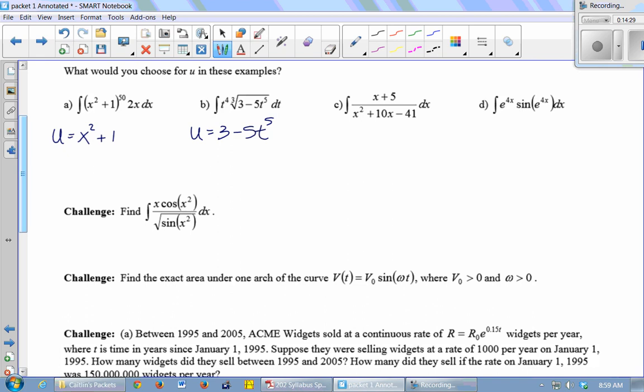Okay, how about in C? What would you choose as u? The whole denominator, yeah. The whole denominator, because its derivative would be 2x plus 10, which is just double the numerator, right? It's just the numerator differing by a constant.